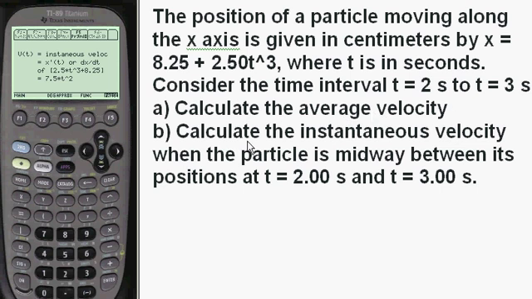Now we're going to find the instantaneous velocity. Of course, you have to differentiate the function here. And when the particle is midway between its positions, okay? So now you just can't take 2 seconds and 3 seconds and add them together to get 5 and divide by 2 and get 2.5. Even though some guys answered it like that on Yahoo, that's not correct.